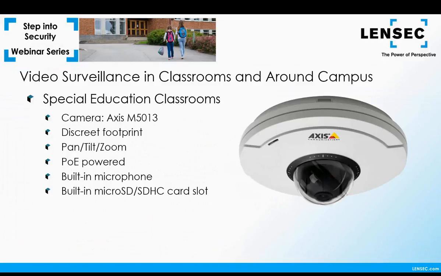If your district has a need for classroom cameras, consider high-quality cameras for the best images possible. Different situations may require different camera choices. In the LENSEC solution, we've chosen an Axis camera. We like the Axis M5013 for this job. It has a low profile, so it doesn't look obtrusive, and the camera has pan, tilt, and zoom capability, so setting up your field of view is a snap.